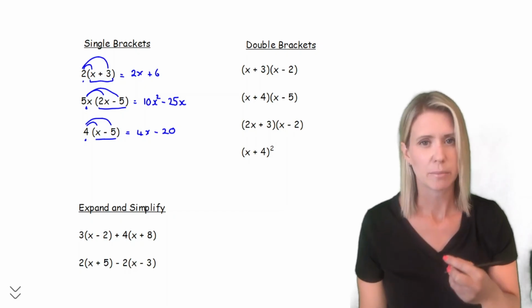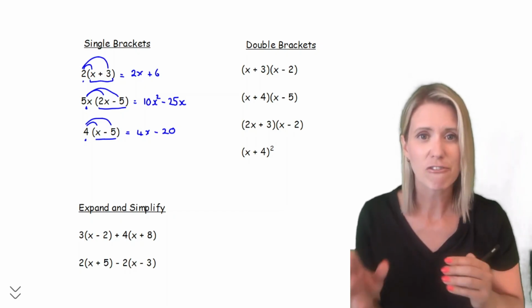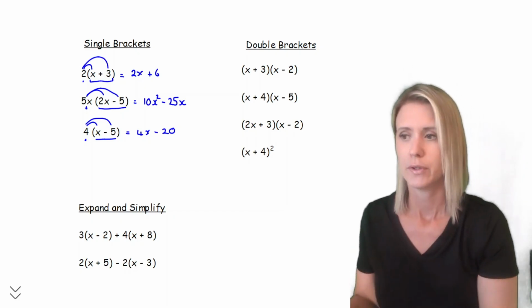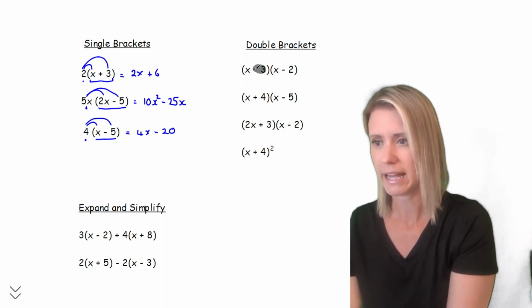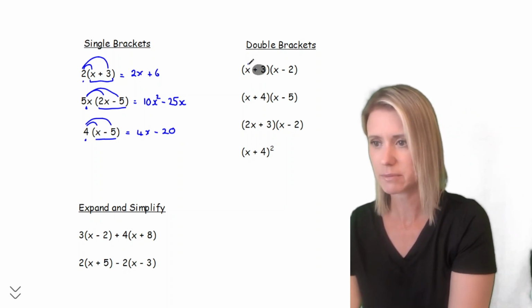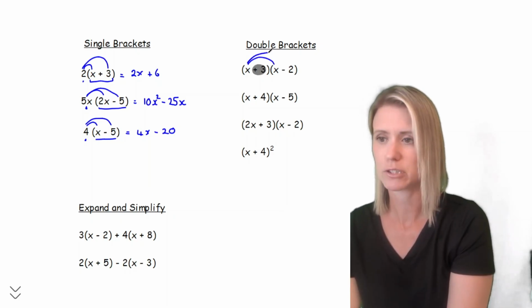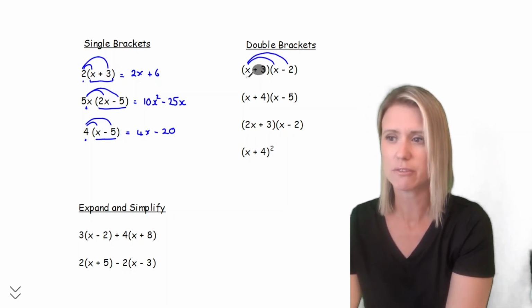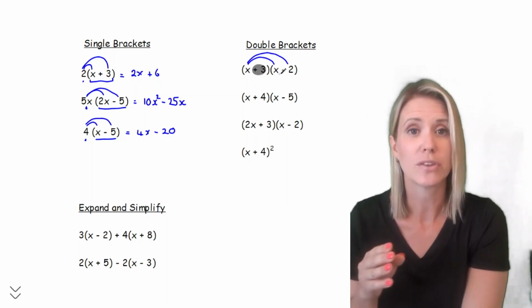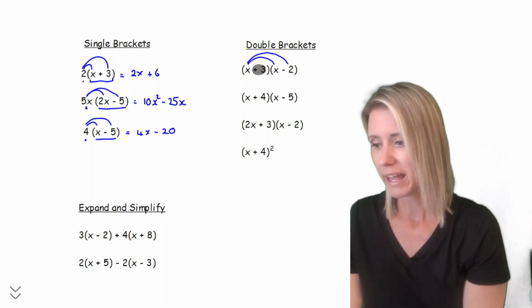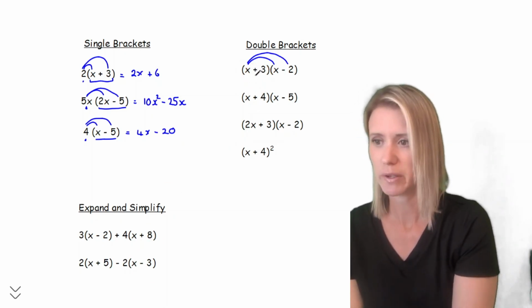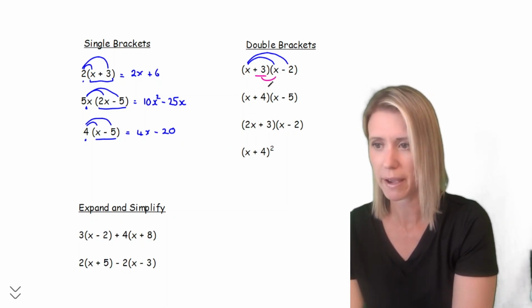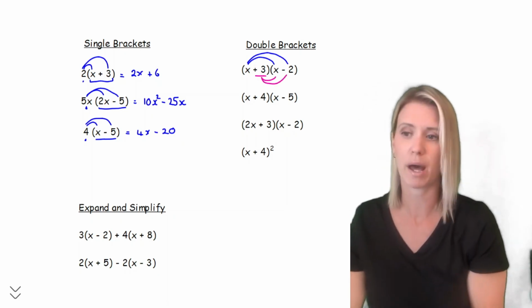Right, when it comes to double brackets then, it's a little bit different. Everything needs multiplying with each other. When it was a single bracket, imagine that we just had that x there. We had to multiply the x by the x and the x multiplied by the negative 2. That term at the front was multiplied by both terms. Now we have to do the x multiplied by both terms, but we've also got this 3 that we need to multiply by both terms. So we also need to do the 3 multiplied by x and the 3 multiplied by the negative 2.